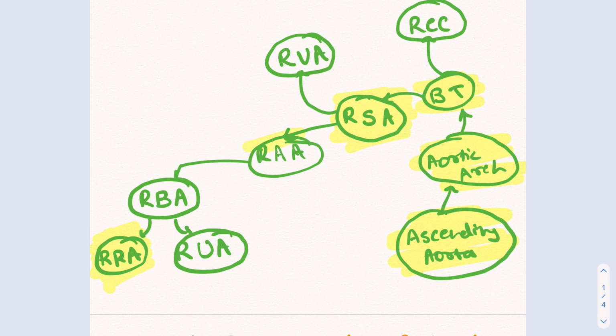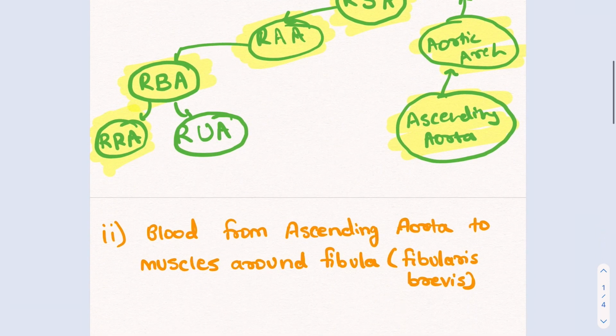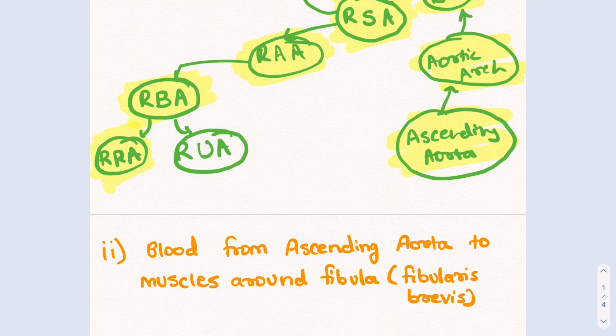We have to take right axillary artery pathway. Then right axillary, once it enters brachium, becomes right brachial artery. And then, as we said earlier, since it's right radial bone, muscles around the right radial bone, we are taking the right radial artery pathway.